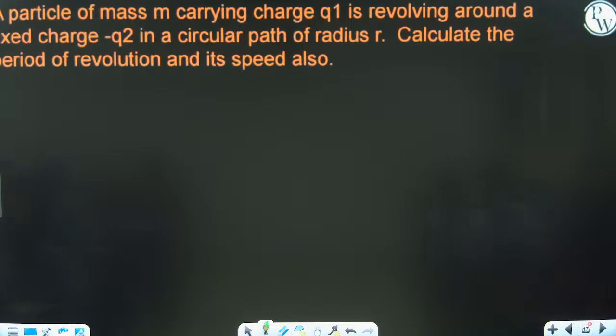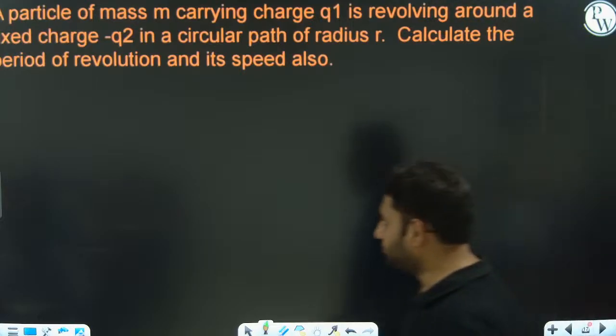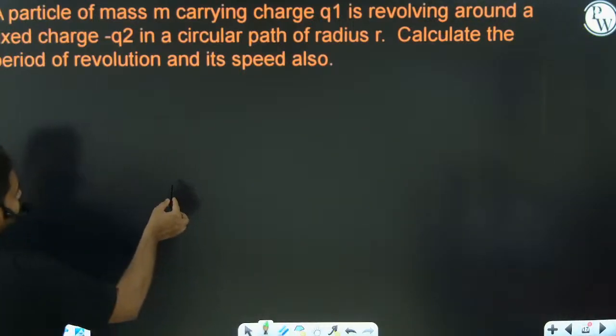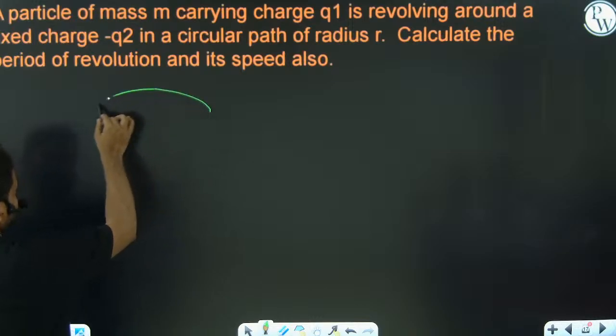Note down this one also. A particle of mass m carrying charge q1 is revolving. This is a good question. You cannot solve this question in homework, beta.